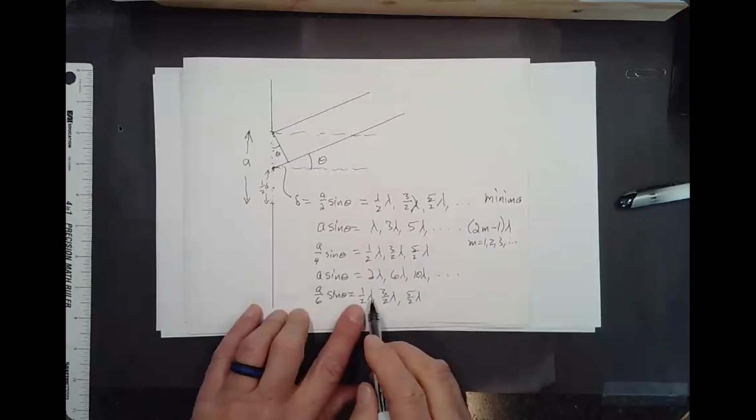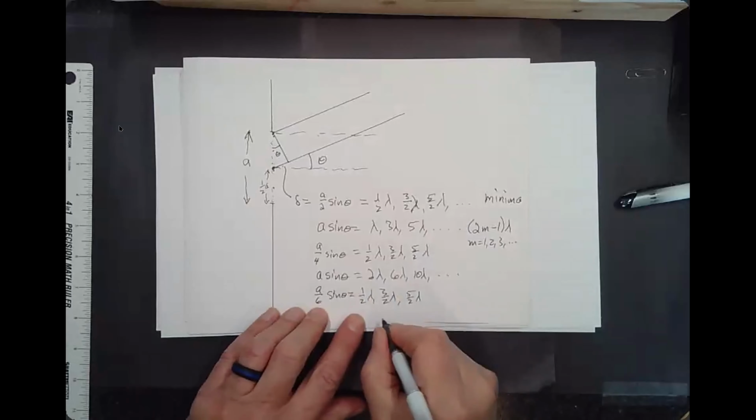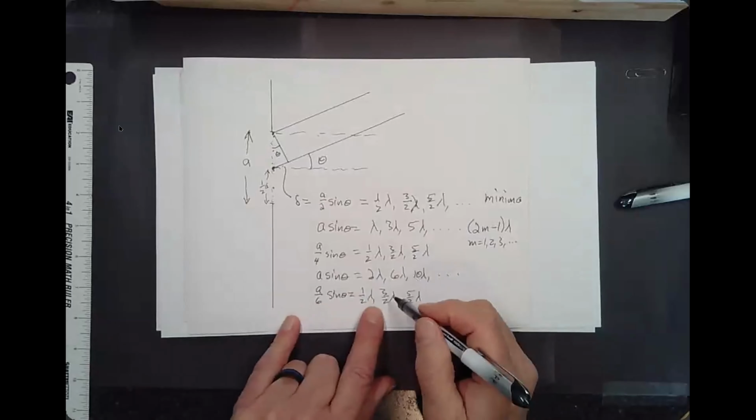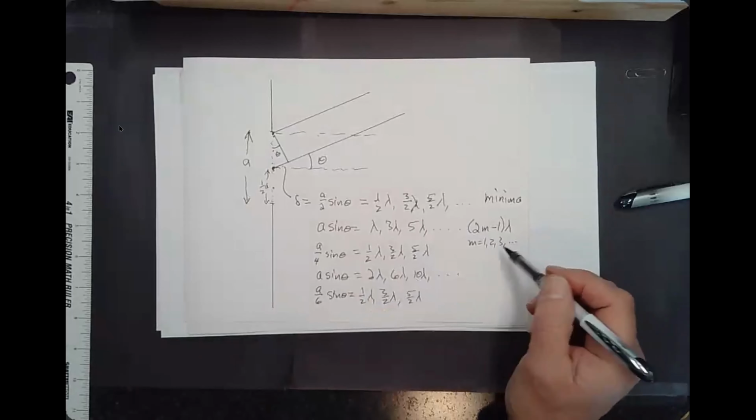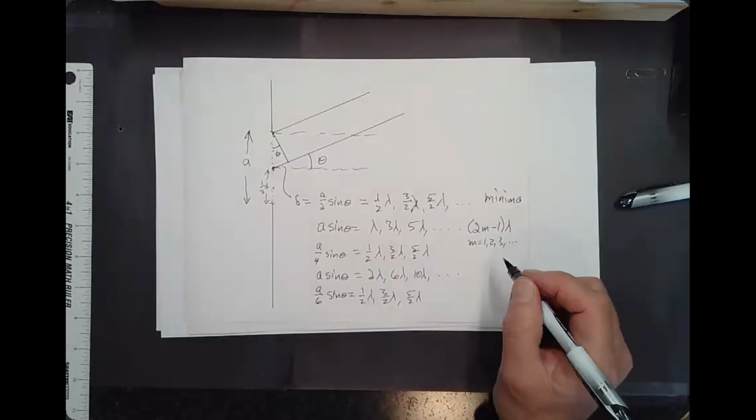So 6/3, that would give me 3 lambda. 6 times 3 is 18/2. That'll give me 9 lambda. That's some of the ones that I got before.